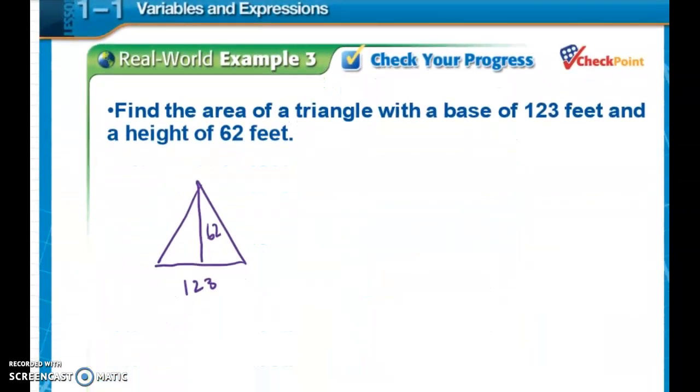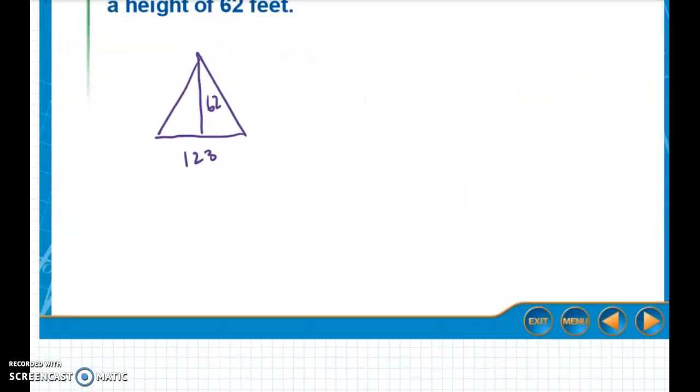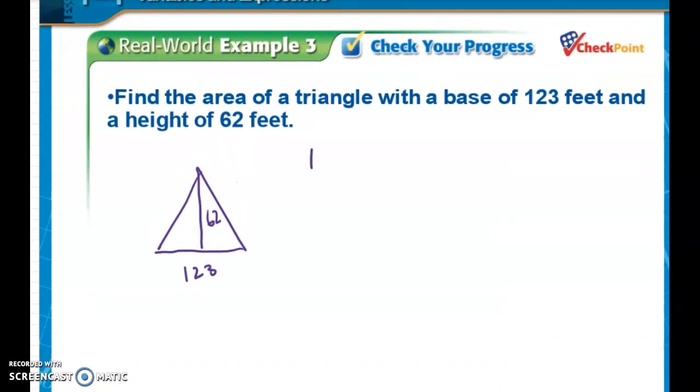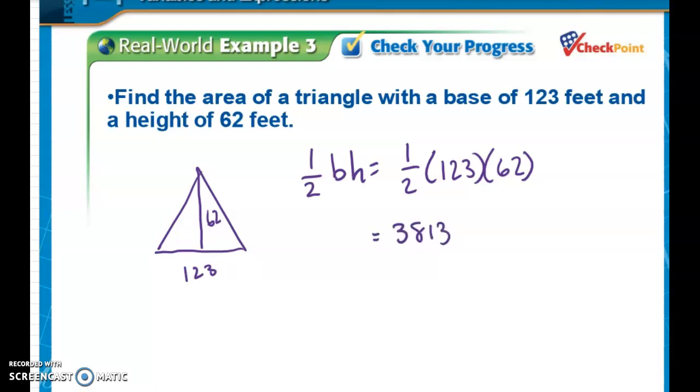Then if we want to find the area of a triangle with base of 123 and a height of 62, then we can go ahead and do that. So it's going to be 1/2 base times height. We'll turn into 1/2 123 times 62. Multiply that all out and you get 3,813. This time it has feet, so feet squared.